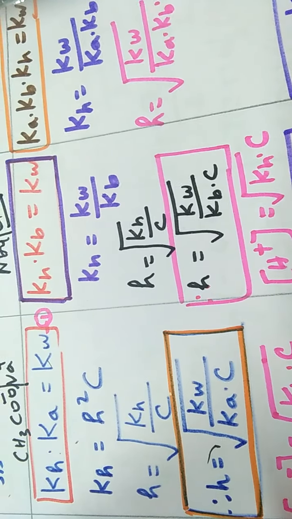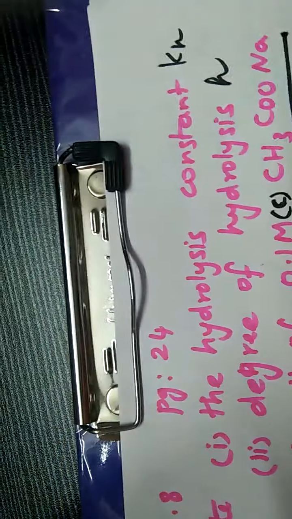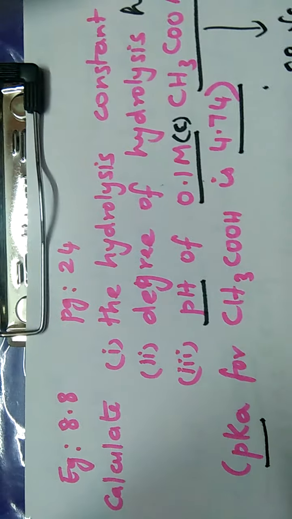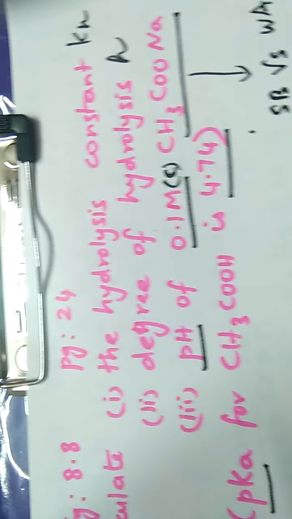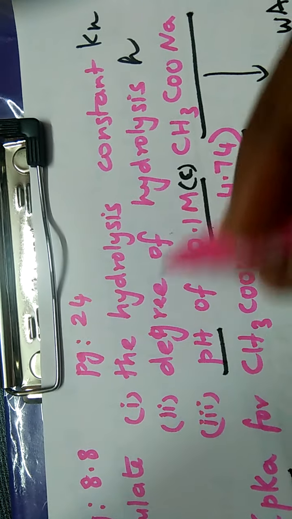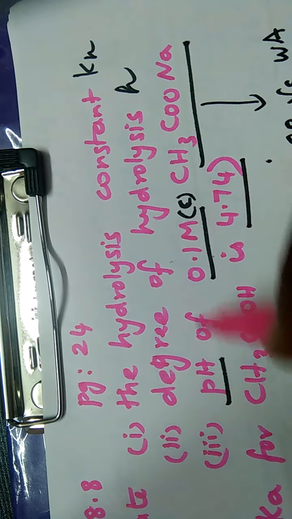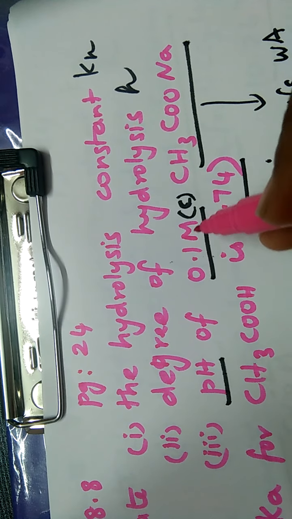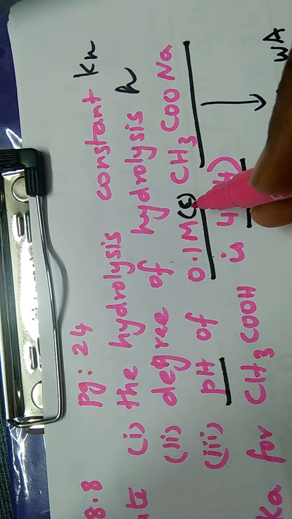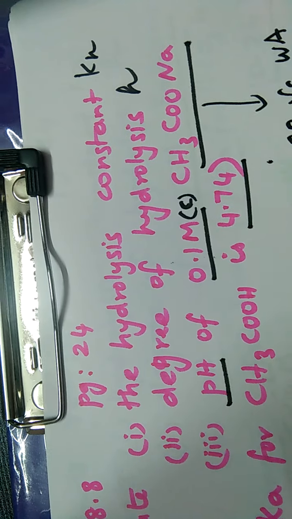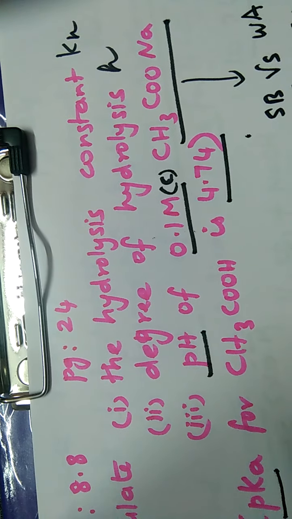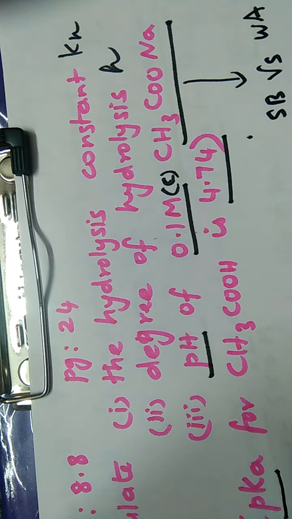Now we are going to do one problem which is in the textbook, page number 24, example 8.8. It is given as a worked example in the book, but I just want to explain the problem. Calculate the hydrolysis constant Kh, degree of hydrolysis H, and pH for a 0.1 molar concentration of the salt CH3COONa. When this salt is hydrolyzed, the acid formed is acetic acid. The pKa for acetic acid is 4.74. These are the given data.